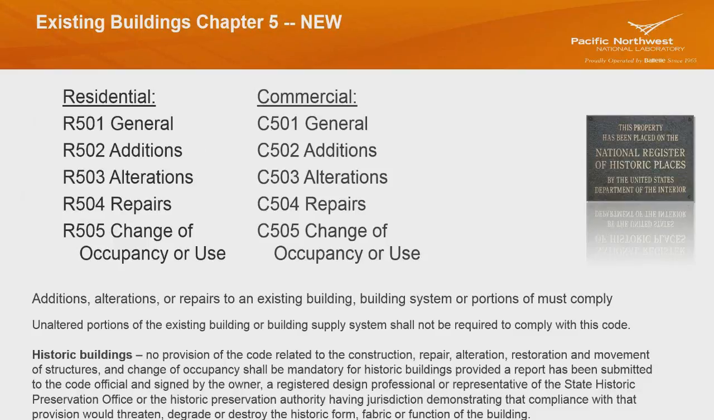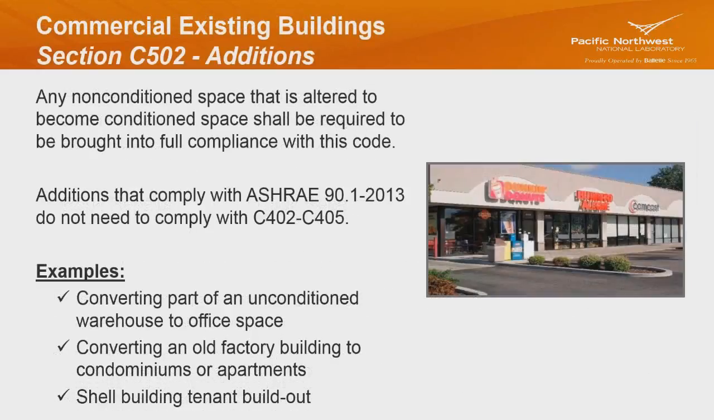All right, so let's go into commercial. Again, this shows you the same provisions that I showed you for residential about alterations. Unaltered portions don't need to comply. And then that historic provision, which is the exact same wording in the residential chapter as it is in the commercial chapter. So commercial, let's talk about additions. There's something new with commercial that's not in the residential. Now we have a direct reference to ASHRAE.